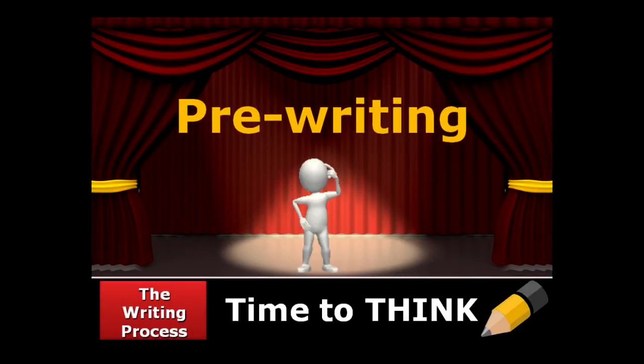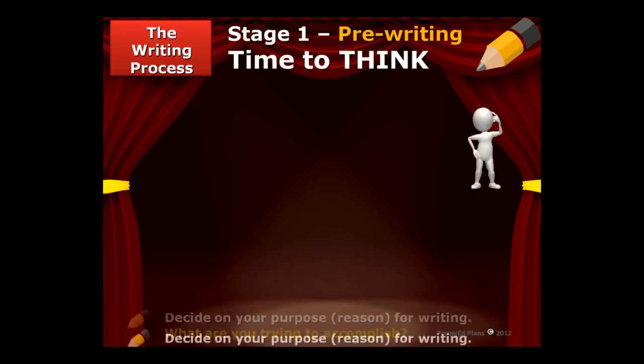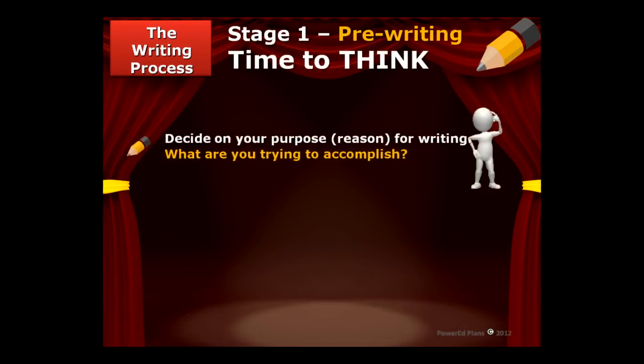Introducing pre-writing, time to think. In the first stage of the writing process, the students will be laying the foundation for their essay. This is their brainstorming time. Unfortunately, this is often glossed over or sometimes skipped entirely. First, the students will need to decide on their purpose or reason for writing. This is where the students are going to determine the type of essay they're writing, whether it's narrative, argumentative, or expository.